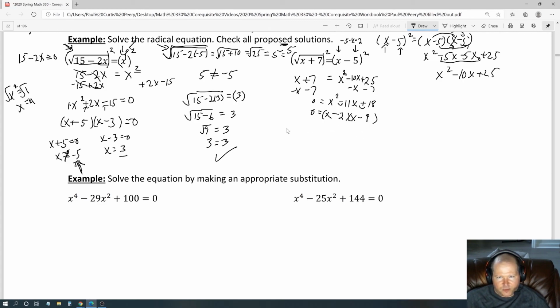Now at this point, we're going to set each of the individual factors equal to 0 and solve. So that's going to give me x is equal to 2, and x minus 9. You can put them in parentheses or not. And that's going to give you x is equal to 9. So that means your answers are 9 and 2. There you go.